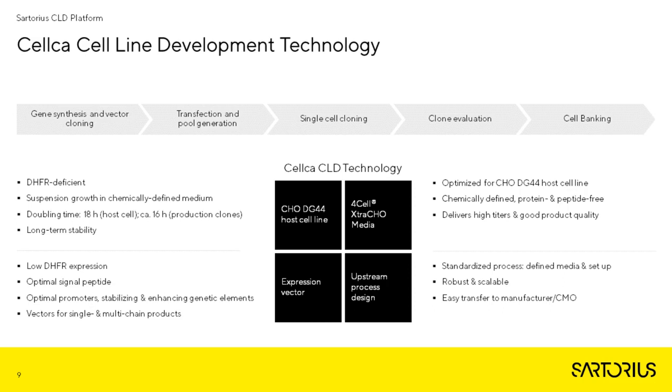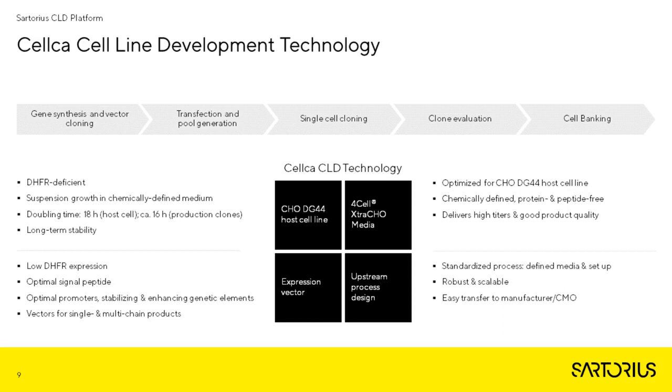of about 16 hours. When it comes to media, we have a dedicated team which is working constantly on optimizing our media, so our selection media as well as our production media, according to our processes and our host cell line. So that's also an added advantage that we have on our platform. The next aspect is the upstream process design, and here there are also dedicated teams which are working on standardizing the processes with the defined media and the setup so that they lead to robustness and scalability, so that there is an easy transfer to a manufacturer or CMO.